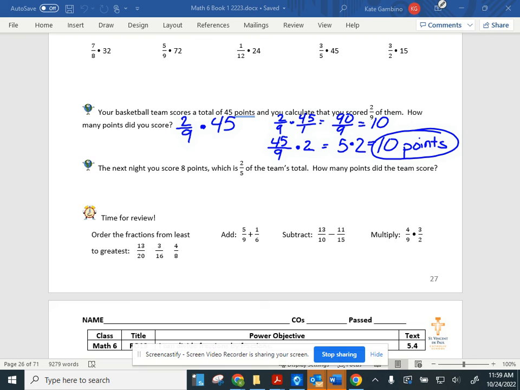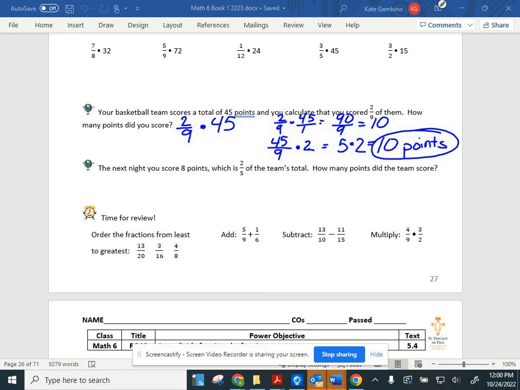Keeping in mind, you scored 8 points. That's only 2/5 of the total score. So your total team score is going to be a number bigger than 8, because your 8 points is only 2/5 of the team's total. There's the other 3/5. So it's going to be a bigger number.